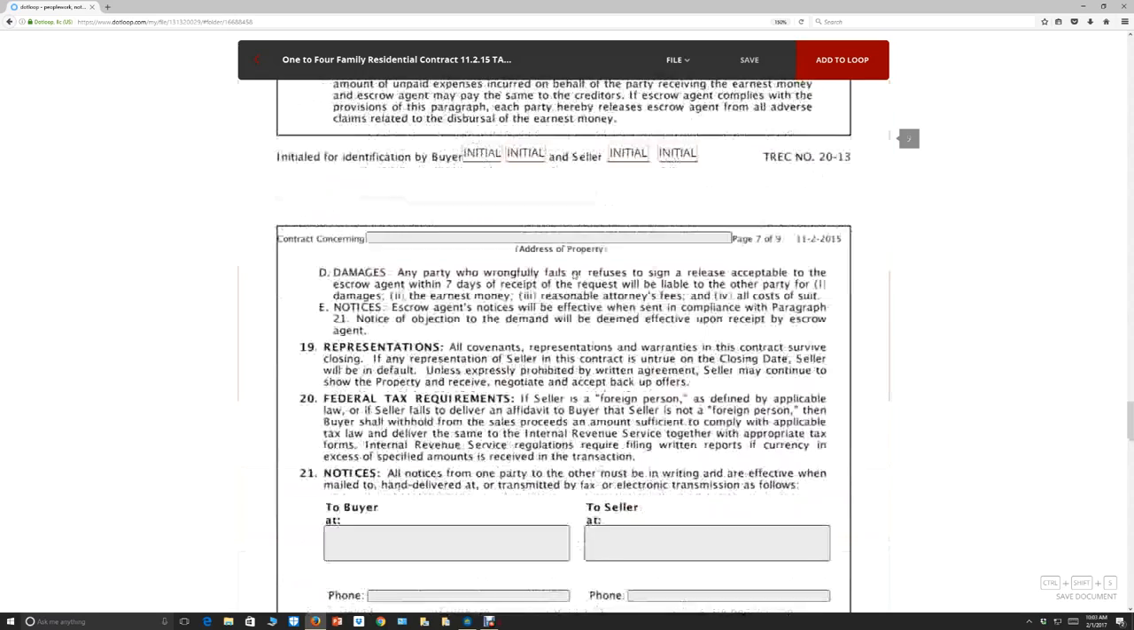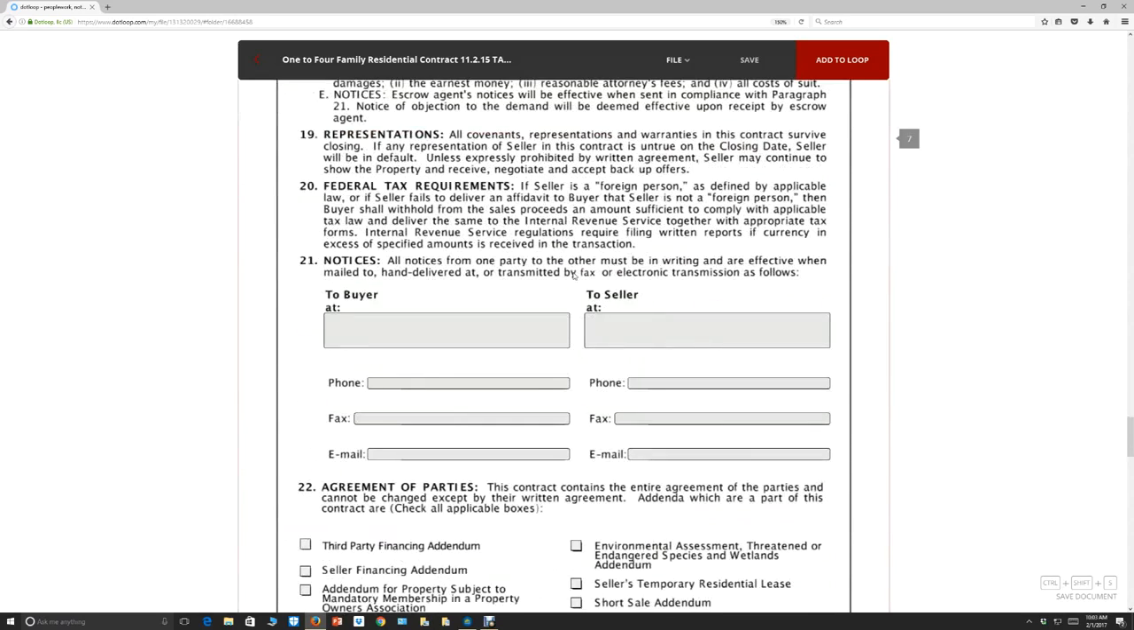All right, let's go on down. Then we're going to get to the notices section, to buyer at, to seller at. We do want you to put some information for your client here, an email, an address, and you're welcome to put your information also, but we do not want or recommend that you put only your information.